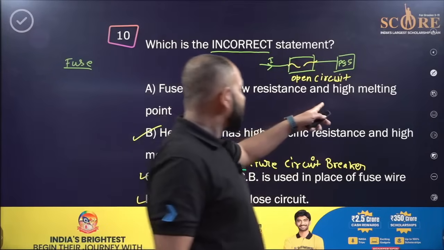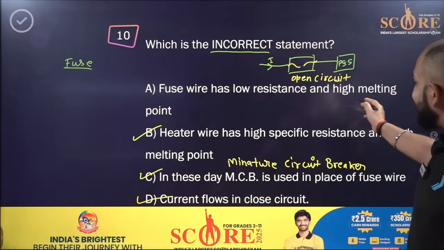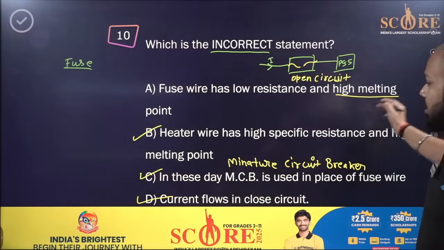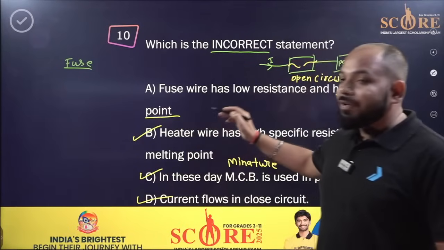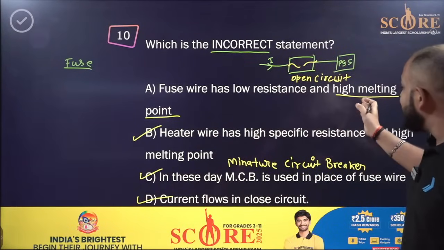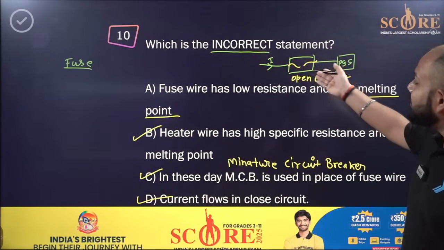No, that is the thing. Low resistance and high melting point. That is the wrong part. High melting point. If it has a high melting point, then how will this withstand the current?